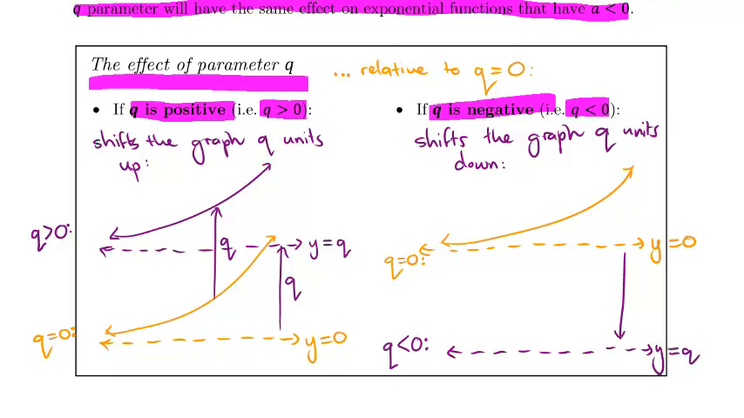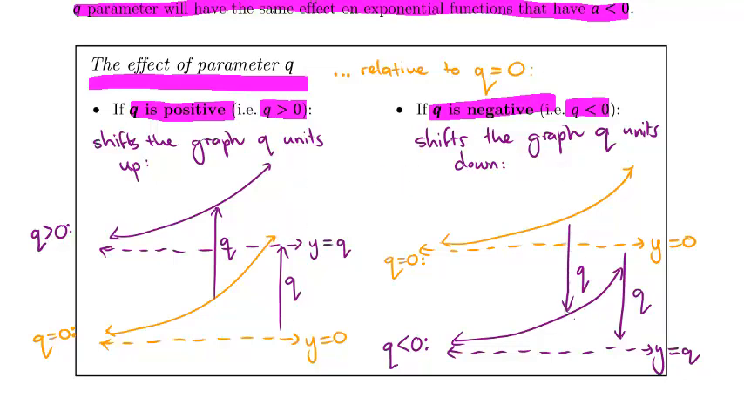Y equals Q. Because if Q is negative in the equation, you would just take that negative value and put it right over there. So you would have y equals whatever that negative Q value is. Okay, so the asymptote moves Q units down, just like the graph would move Q units down. So that is the effect of Q.